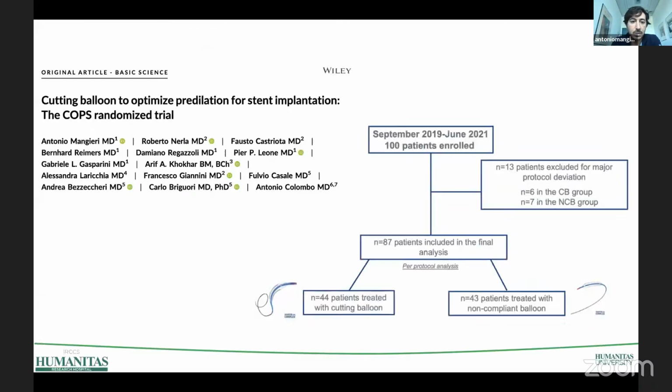In these cases, we are dealing with moderate to severe calcification, and we designed this study just to understand if a Wolverine balloon can give us a plus compared to a non-compliant balloon. In this trial, published in CCI, the COPS trial, we randomized 100 patients to cutting balloon and non-compliant balloon.